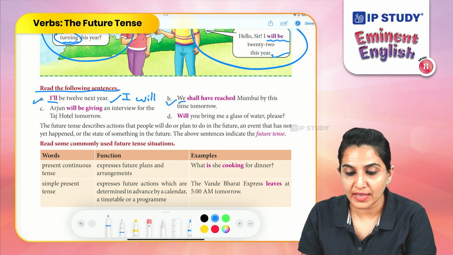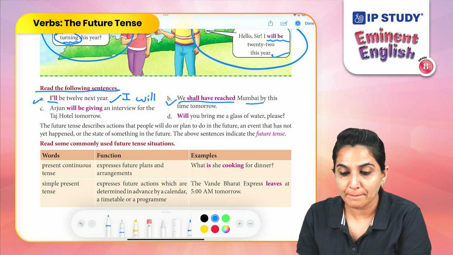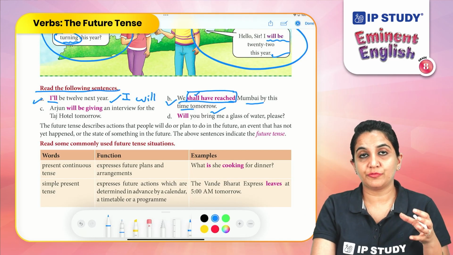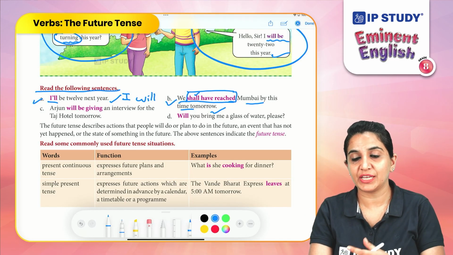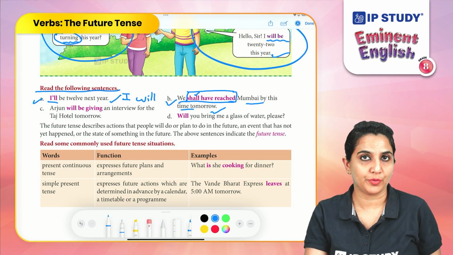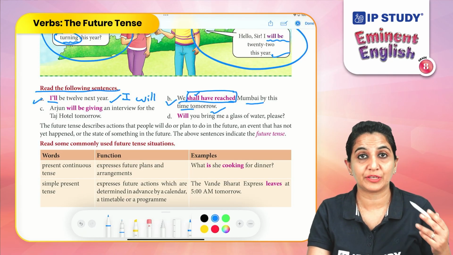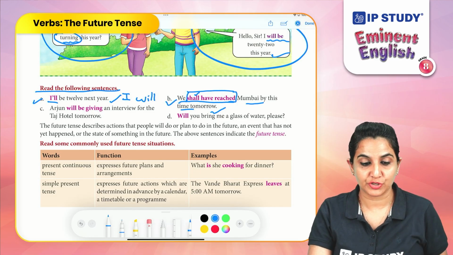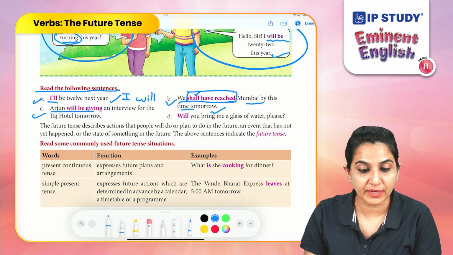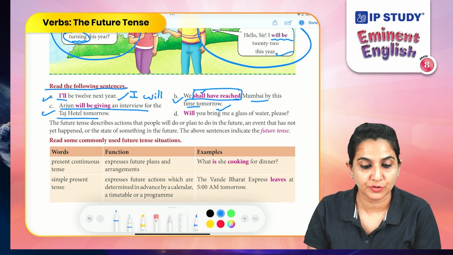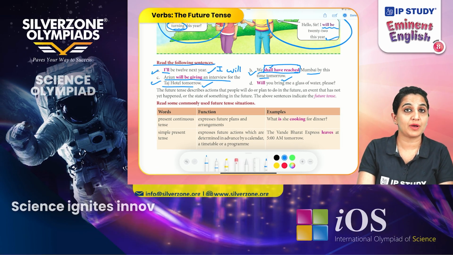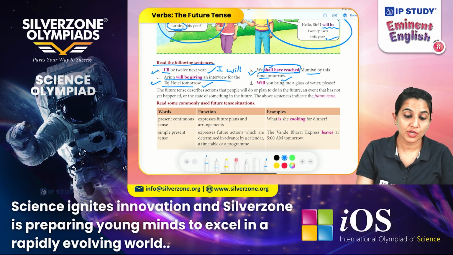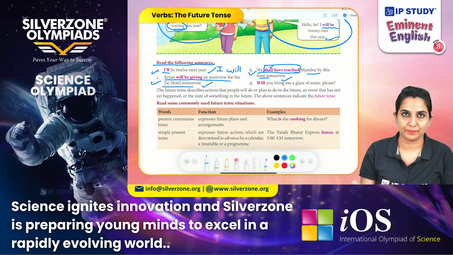We shall have reached Mumbai by this time tomorrow. So, we shall have reached here, shall have reached. There, shall is expressing the future tense of something, shall have reached Mumbai by this time tomorrow. So they're talking about something in the future and they're using shall have reached. Arjun will be giving an interview for the Taj Hotel tomorrow. Again, an event which is going to happen tomorrow. That means the next day. So we use will be for them.